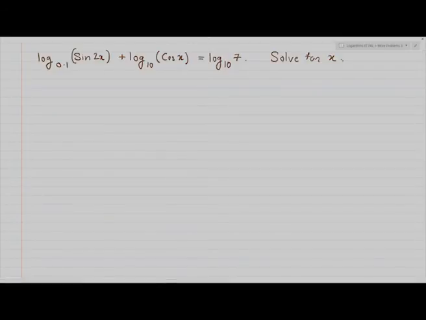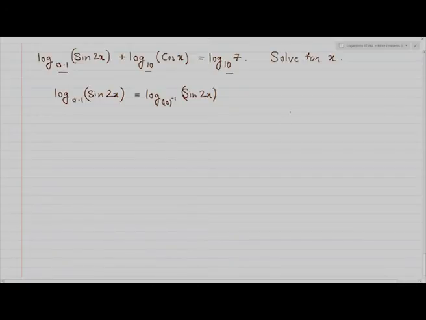How will you solve this expression? We have to make certain observations. First of all, this expression has base 10 in two terms, and in one term it has base 0.1. So I cannot use my product rule, division rule, anything. First of all I have to convert this base to base 10. So let us isolate this: log to the base 0.1 of sin 2x is equal to log to the base 10 inverse of sin 2x.